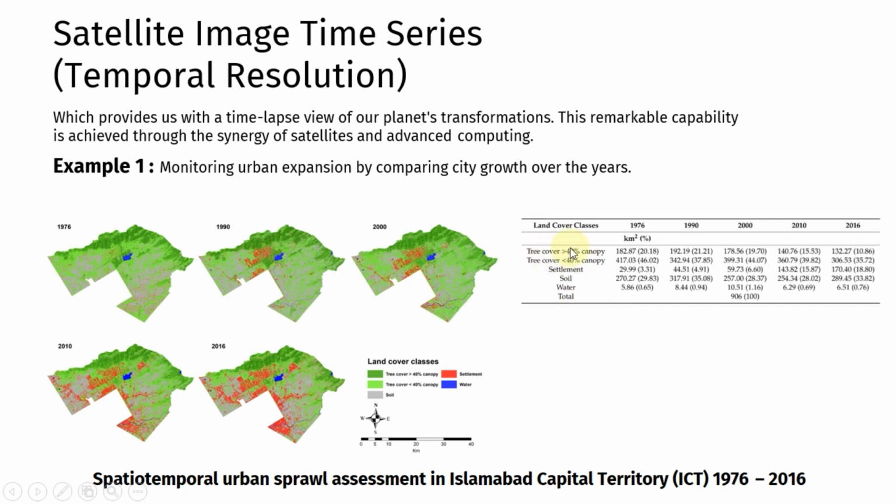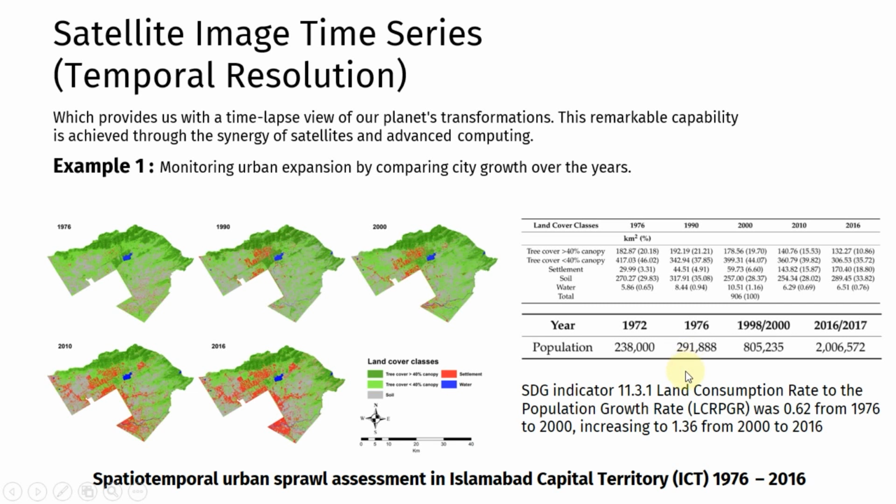Tree canopy is greater than 40% in the forest. In 1976, this area covered 182.87 square kilometers. Over time, it decreased to 132.27 square kilometers by 2016. This signifies a reduction in dense forested areas with a canopy cover of over 40%. Also, the SDG shift was 0.62 from 1976 to 2000 and increased to 1.36 from 2000 to 2016.